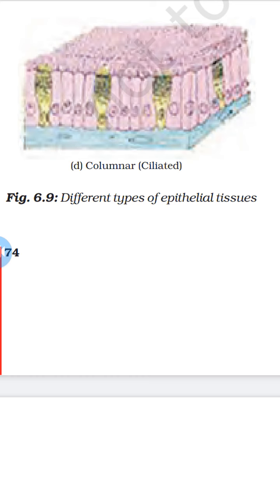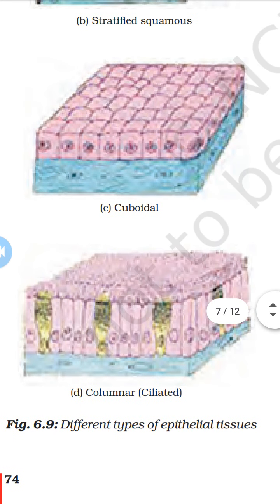Next is the cuboidal epithelium, which has cube-shaped cells forming the lining of the kidney tubules and ducts of salivary glands. Its function is to provide mechanical support. And the last one is the glandular epithelium, a portion of the epithelial tissue that folds inward and forms multicellular glands, and is secretory in nature.